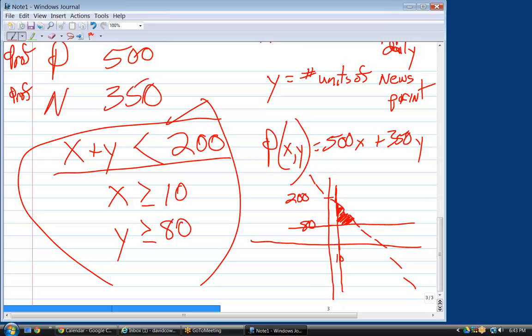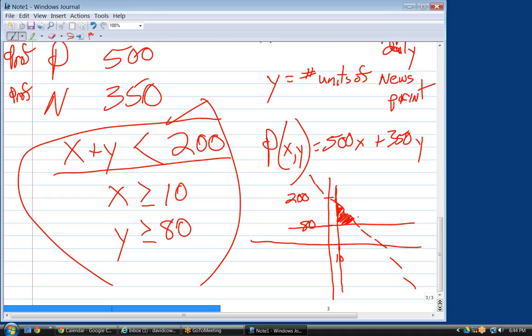Now, this area here is where my solution set has to come from. And what I need to do is plug this value for x and y into my profit function, get a number. Plug in this value for x and y into my profit function, get a number. This value, and compare all three numbers. Whichever one's the biggest, that's the maximum profit you can make given these constraints. So that's the concept. Now, we have to know what those points are.